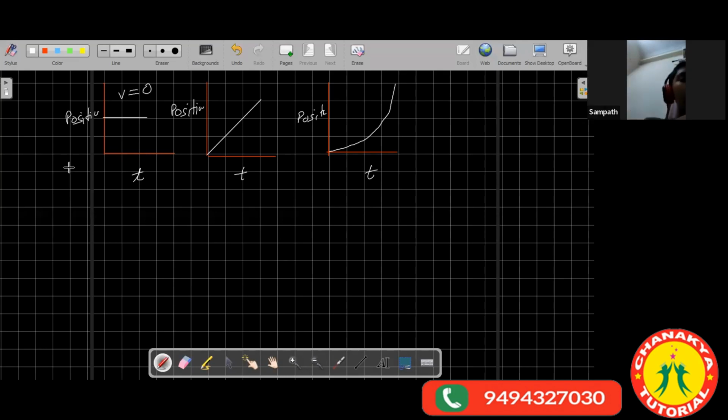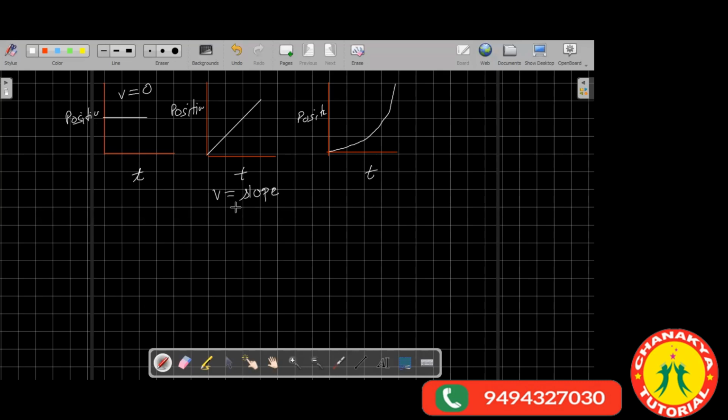Sir, we can obtain velocity by finding the slope only when it's moving with constant velocity, no, sir? Yes, if it's moving with a constant velocity. If it's not, then also you can find it out, but there is some higher mathematics involved in finding the velocity. If you try to find the slope here, you will get the average velocity, and that will not be the actual velocity.